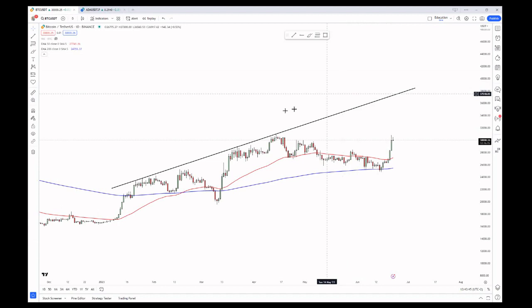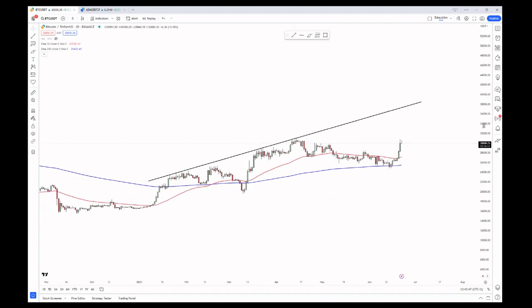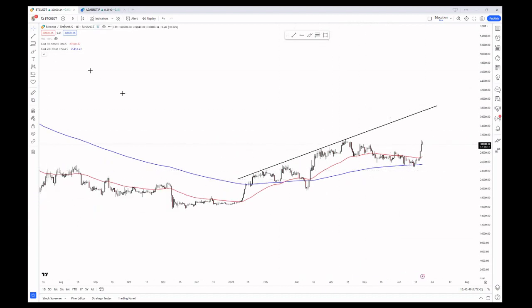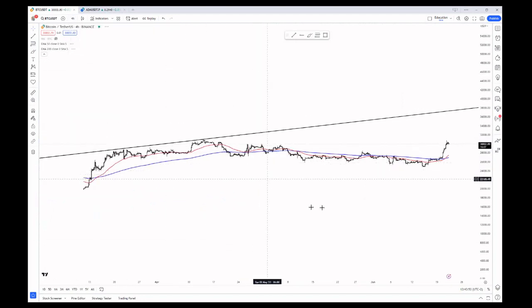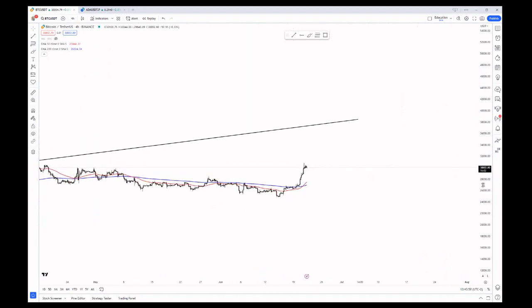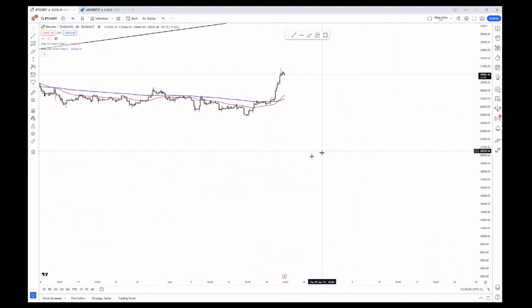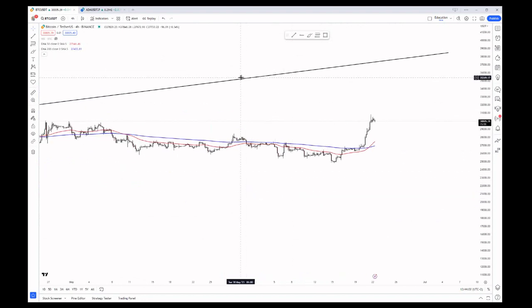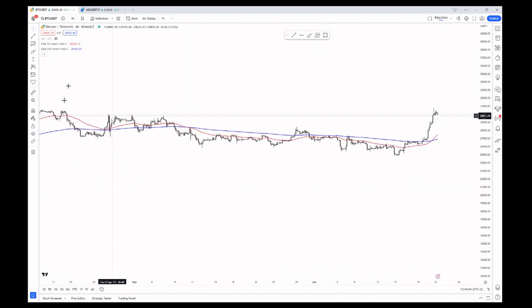And that's also how you will find patterns on charts. So if I go to a lower time frame, remove this one.